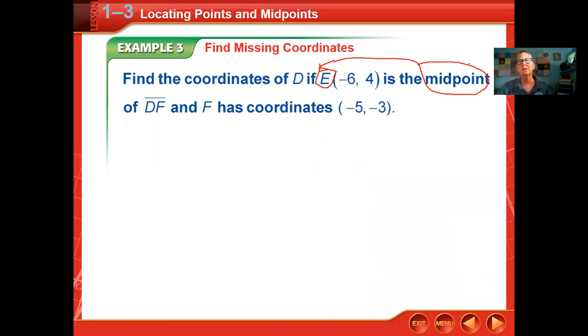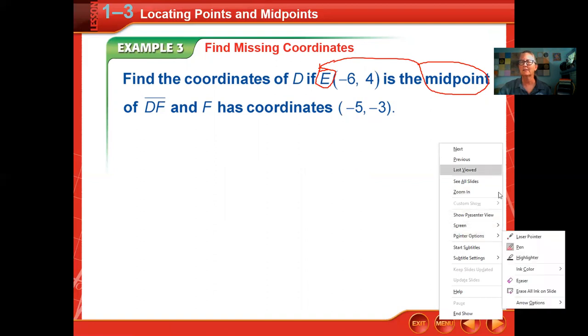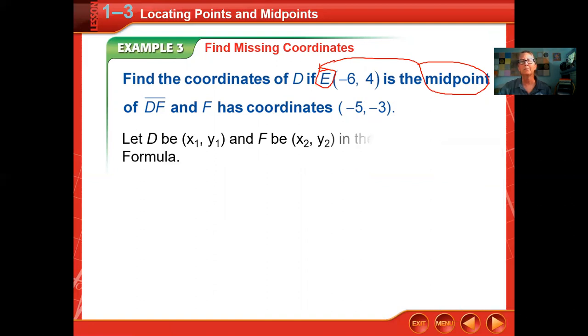All right, so the midpoint of DF, and they're giving me F. So it's super awkwardly worded, of course, because it's a math book. Find the coordinates of D if E is the midpoint of DF, and F has coordinates -5, 3. Hopefully we're going to graph this. Okay. So they're just going to start right off using the formula. This is how the book explains it. And then at the end, I'm going to show you a graph of that, okay? Just to kind of like cement it a little bit.